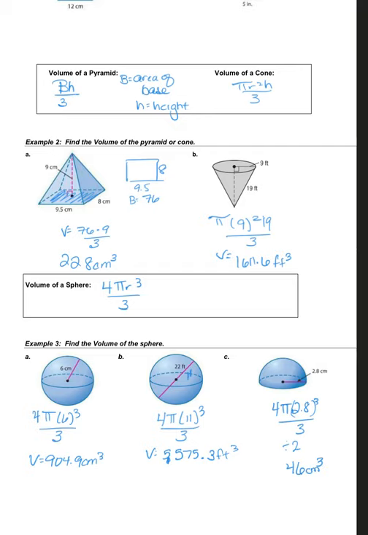So we've talked about pyramids, area of the base times the height divided by 3. Cones, pi r squared H divided by 3. And now we've talked about spheres, 4 pi r cubed divided by 3.